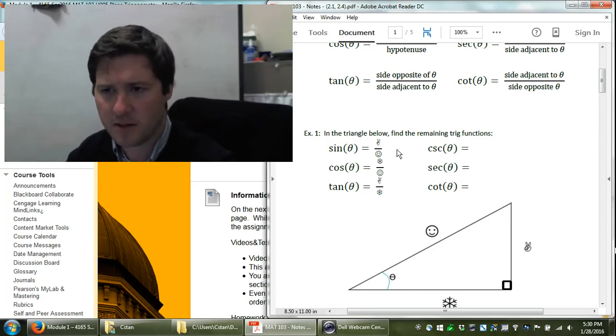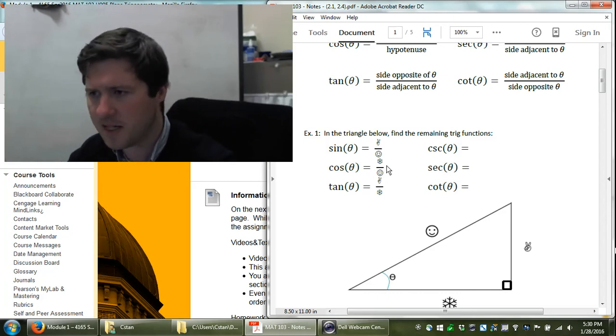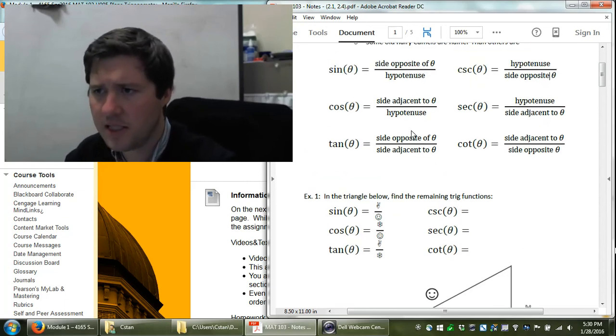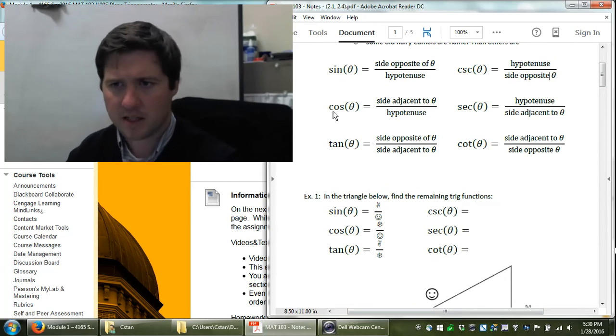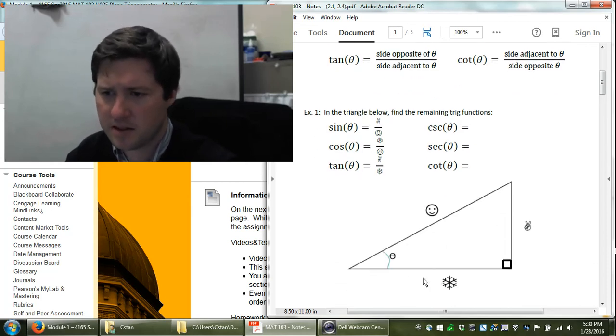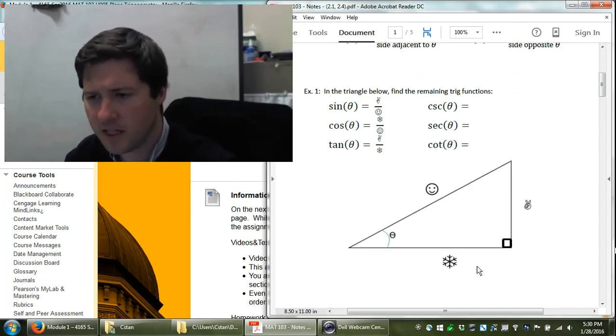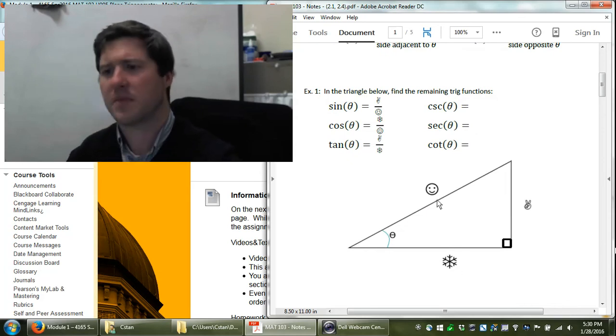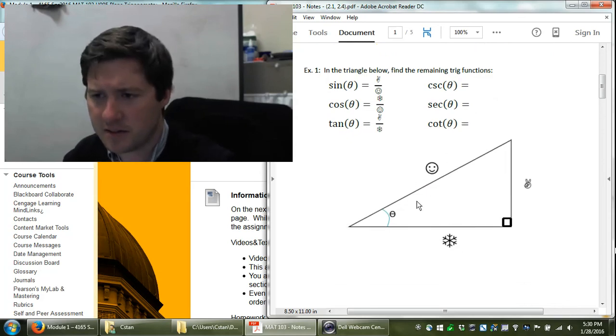So I've got it here just illustrated with pictures. So here's my angle theta. The side opposite of that is this little peace sign. I divide it by my hypotenuse, which is the smiley face, and there's my sine function. So I've got the peace sign divided by the smiley face. If I actually had numbers here, I could calculate this. A lot of times we don't want to calculate it, we just want to leave it as a fraction, maybe simplify that fraction, but otherwise leave it alone. We'll talk about that some today, we'll touch on that.